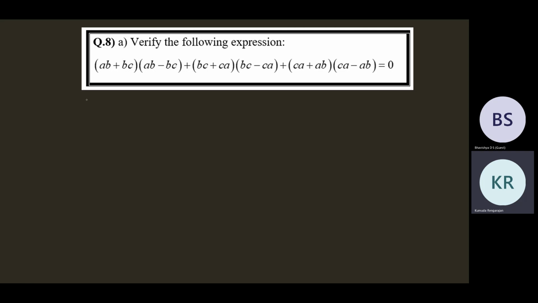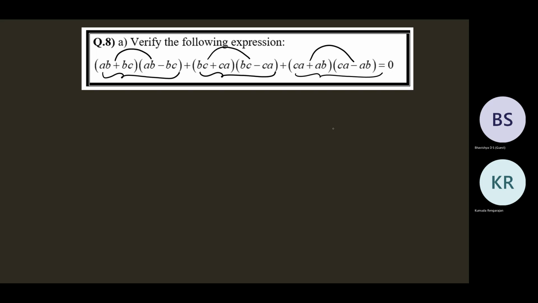The same thing you should do here. You must multiply these two, these two, and these two. So that means you should find this product and this product. After that, you should find the sum of the products. Whatever answers you get, you must add them. That is the meaning of this expression. Yes or no?